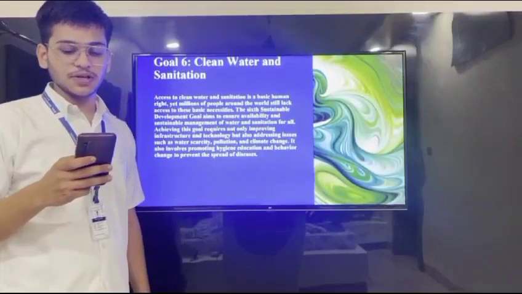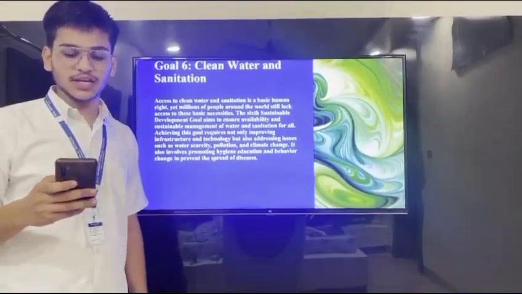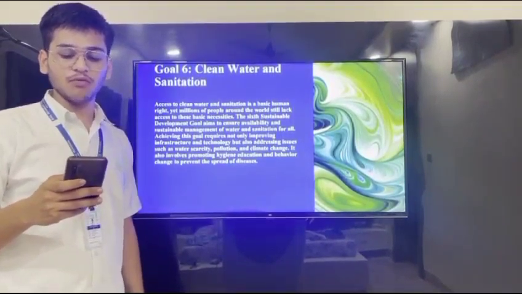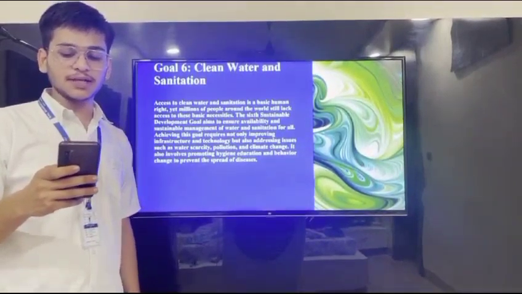Now, goal 6, access to clean water and sanitary facilities, is a fundamental human right. But millions of people worldwide still do not have these facilities. Water and sanitation for all people must be accessible and managed sustainably.